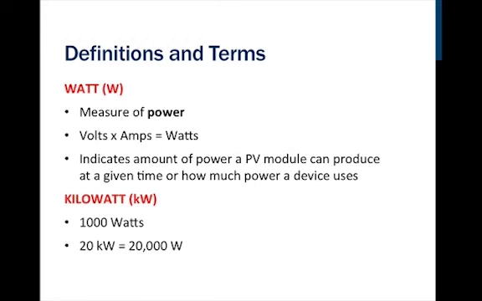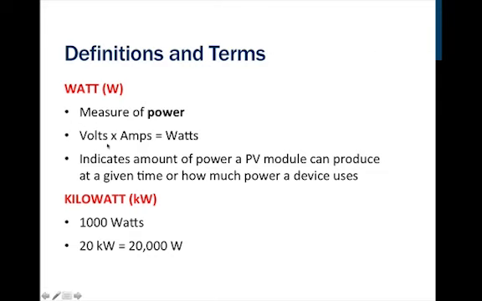Watts is a measure of power. Volts times amps equals watts. It's like the amount of energy or amount of power that a PV module will produce in an instantaneous amount of time. So in full sunlight, a module will put out its rated output. In less than ideal conditions, when we have cloudy days or partly cloudy days or hazy days, that module is going to put out less power.